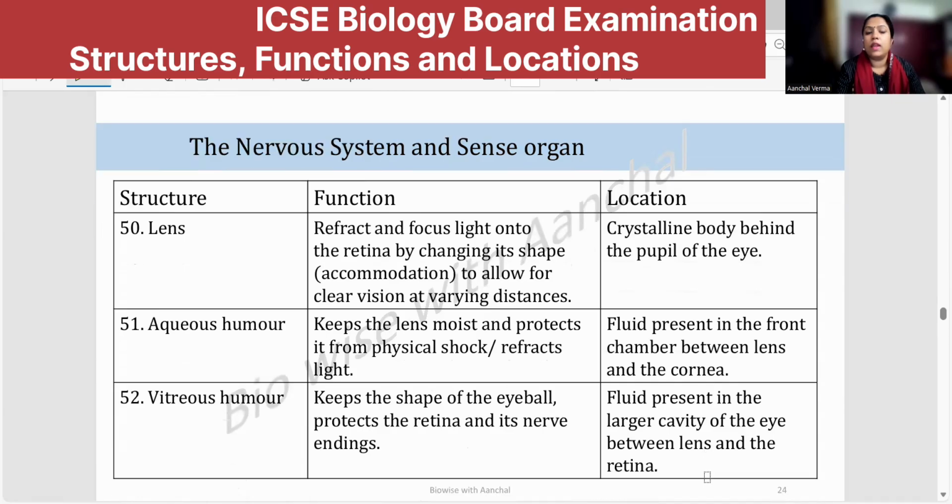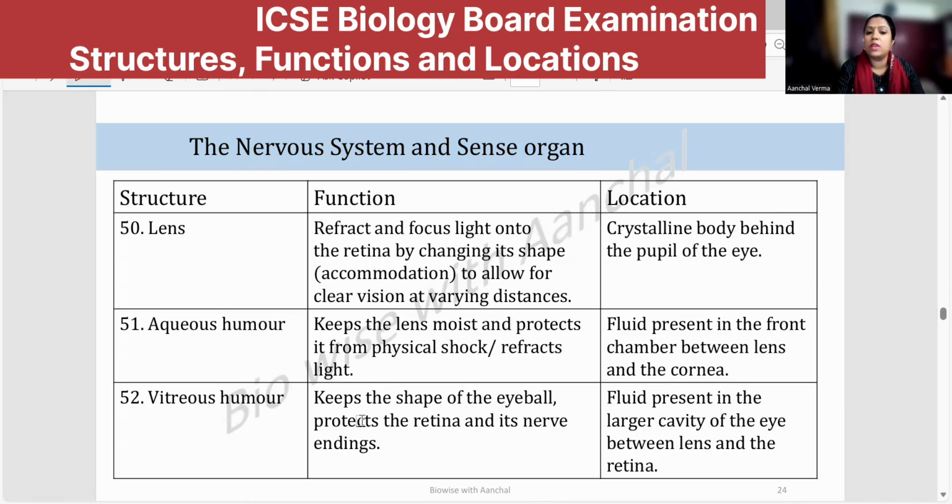Next one, lens. It refracts and focuses light onto the retina by changing its shape, that is accommodation, to allow clear vision at varying distances. And what is the location? Crystalline body behind the pupil of the eye. Aqueous humor keeps the lens moist, protects it from physical shock, and refracts light. It is present in front of your cornea and the lens. The place between the lens and the retina is filled with vitreous humor.